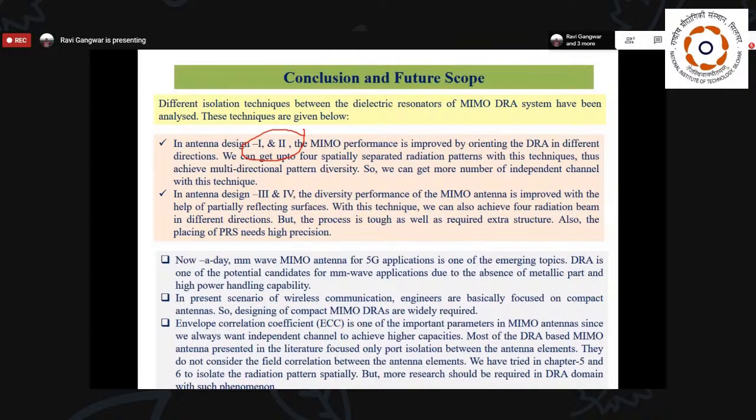If you see about the future scope, full-fledged MIMO technology is coming for millimeter waves. For millimeter waves, the DRA is going to be a potential candidate. So designing DRAs for 5G millimeter wave frequencies is a potential research area. Or we can focus on designing compact DRAs for portable devices in current situations. And the third one is how we are able to improve the ECC. You have to focus on more techniques, or a combination of more than one technique, so that you are able to get better values of ECC.